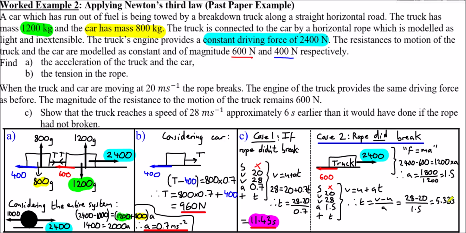So now, what I've highlighted in purple are these different times according to if a rope broke or if it hadn't broke. So we need to show that it gets to that speed approximately 6 seconds earlier. What we're trying to show here is how much shorter time 5.33 is as compared to 11.43. So we need to just conclude by saying, therefore it reaches 28 meters per second, 11.43 minus 5.33.